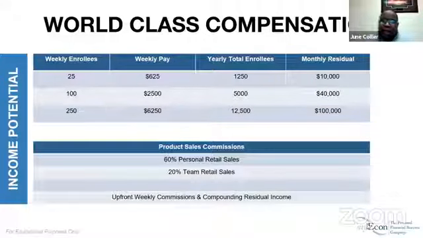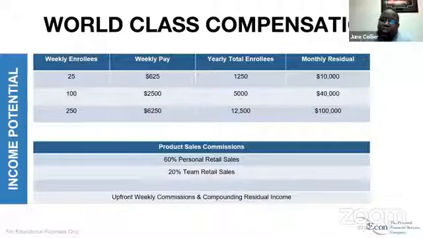Now, let's take a look as if your team grew to 100 people a week. 100 people a week would put $2,500 a week in your pocket. There's a big difference between $2,500 a month and $2,500 a week. And at the end of the first year, you would have over 5,000 people in your organization, and that would generate you a monthly residual of $40,000 per month. That's right, $40,000 a month. Some people don't make that in a year.